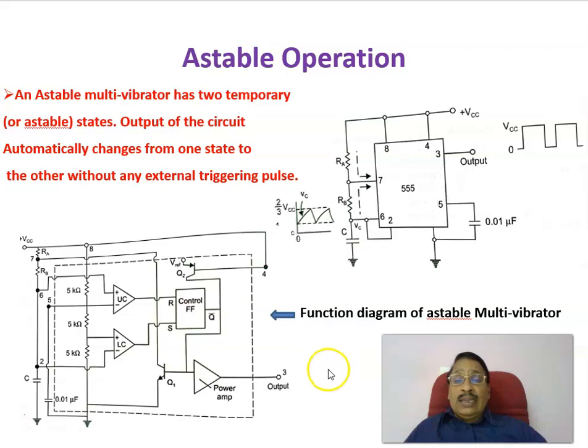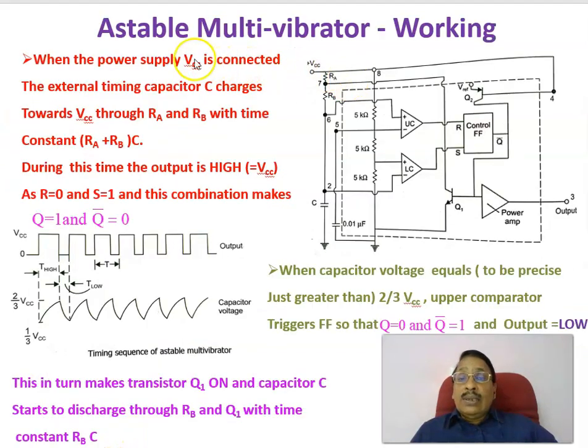Now we can see this is a functional diagram of an astable multivibrator. And this is the multivibrator pin diagram and its connection diagram. Including the internal or functional diagram, this is the astable mode of operation of a 555 timer circuit. Now let us see the working of the astable multivibrator using 555. The circuit diagram was already seen in the last slide. The same circuit diagram with a functional diagram is shown here.